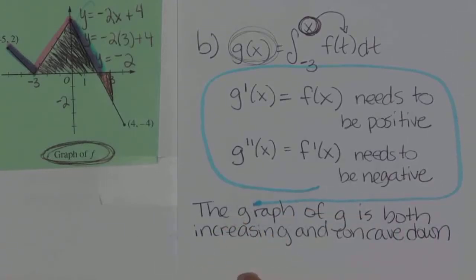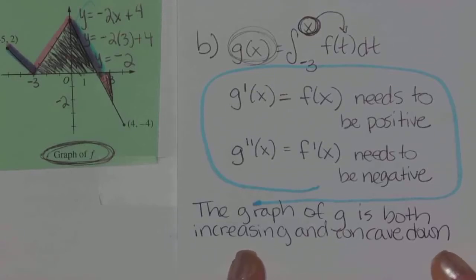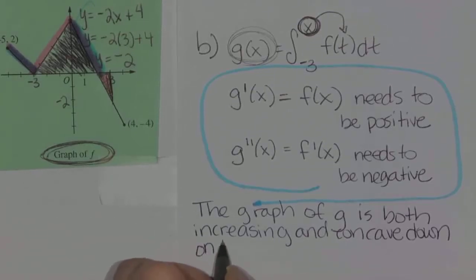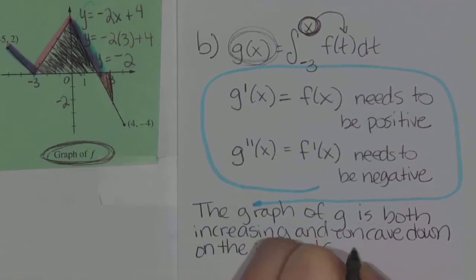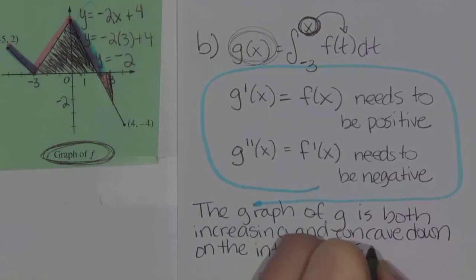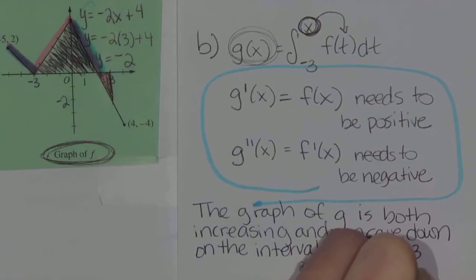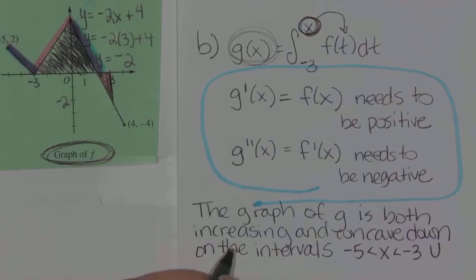See how that's looking. The graph of g is both increasing and concave down on the intervals -5 less than x less than -3, union 0 less than x less than 2.